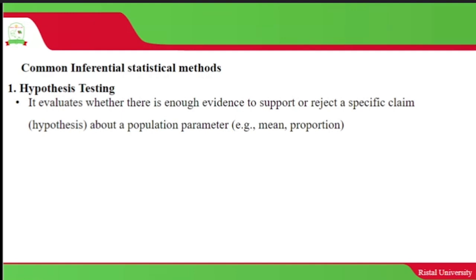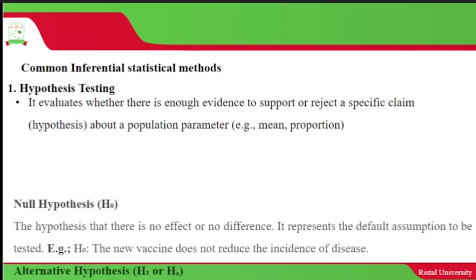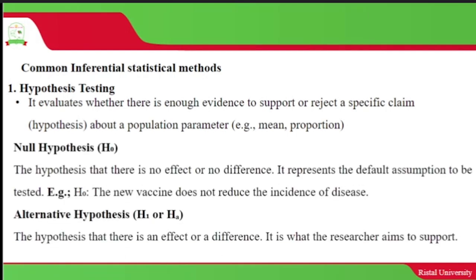So we usually have two types. We have the null hypothesis and then the alternative hypothesis. So the null hypothesis states that there is no effect or no difference. So it represents the default assumption under study. For example, if you're trying to study the effectiveness of a new vaccine, our null hypothesis would be that the new vaccine does not reduce the incidence of disease.